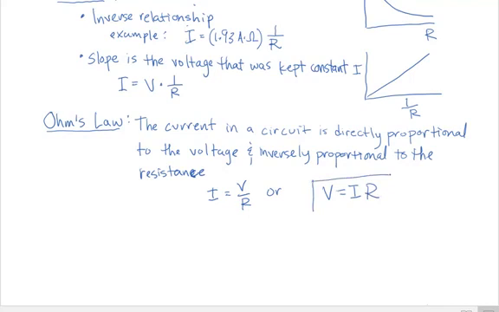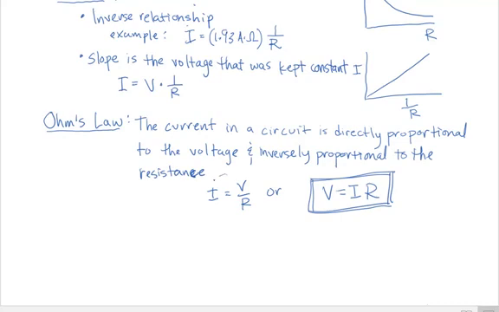So this is what we would say is the mathematical form of Ohm's law, which is our workhorse of the unit that we're going to use over and over again when we look at different kinds of circuits, when we start looking at things with multiple resistors, et cetera, et cetera.